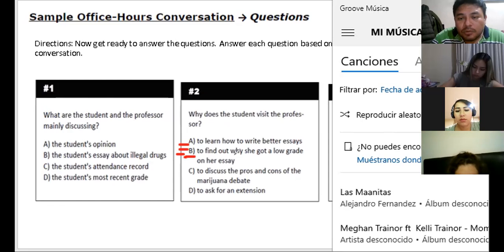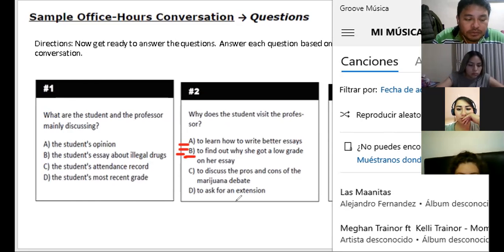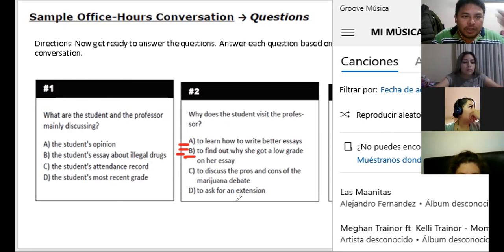Then, to find out why she got a low grade on her essay, or to ask for an extension. If you remember, the last part, the conclusion giving the solution of that conversation, was giving an extension. You remember? So the main purpose of that conversation is like when you go to the teacher with a goal in mind: "Hello, teacher, why is this?" And at the end, you ask, "Could I give it to you later?" So you ask for an extension. It's similar here.